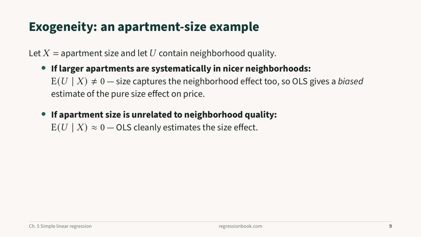Make it concrete with the apartments. Let the error contain neighbourhood quality. If larger apartments sit systematically in nicer neighbourhoods, the conditional mean of the error varies with size, and least squares attributes part of the neighbourhood premium to size, a biased estimate of the pure size effect. If size is unrelated to neighbourhood quality, the condition holds and the size effect is cleanly estimated.